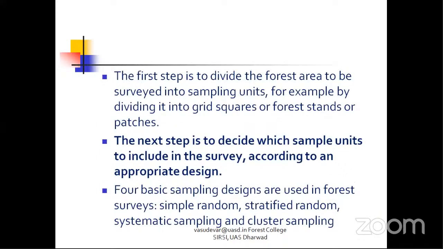The first and foremost thing before we monitor the forest and before we establish a permanent vegetation plot is to divide the entire forested area into sampling units. And the next step is to decide which sample units to include in the survey according to the appropriate design. And then when you go into a specific area, we can have sampling designs such as simple random sampling, stratified random sampling, and so on and so forth.